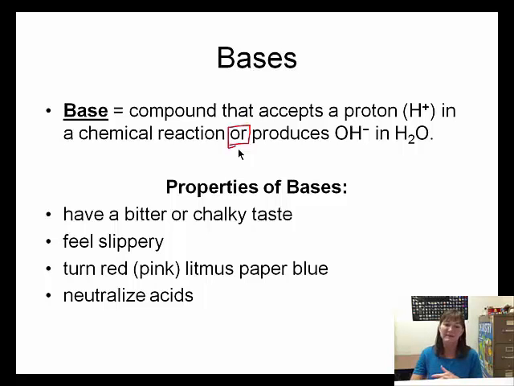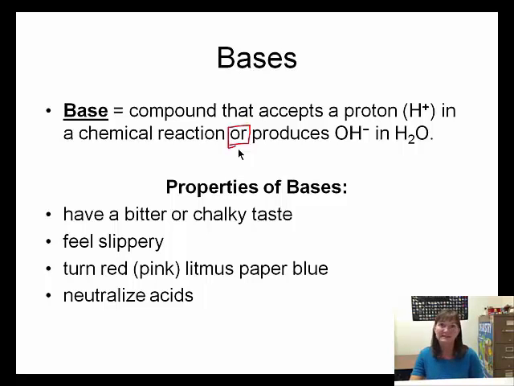Another property of a base is it turns red litmus paper blue. So in the lab, you have a choice of either grabbing blue litmus paper or this red litmus paper, which is actually pink. And if it's a basic solution, the pink litmus paper will turn blue as an indication that it's a base. So focusing on some common bases.